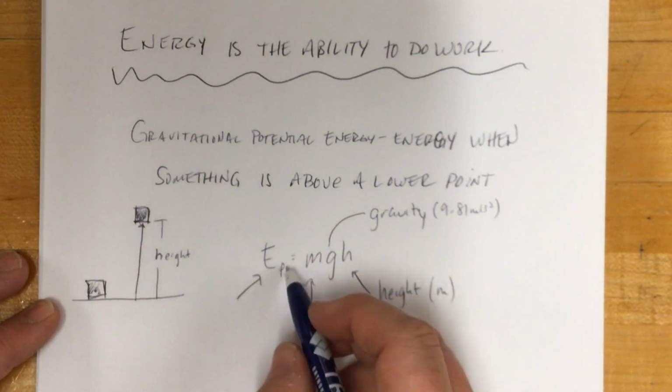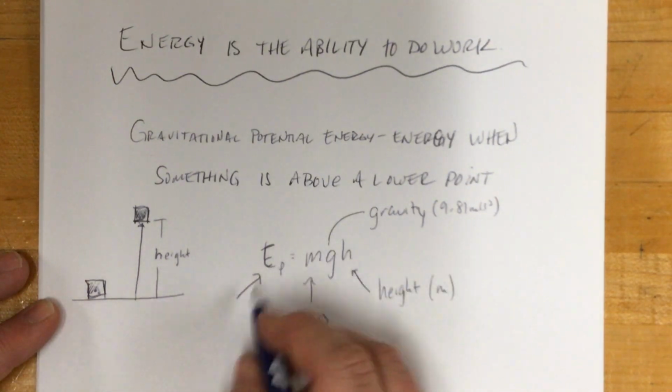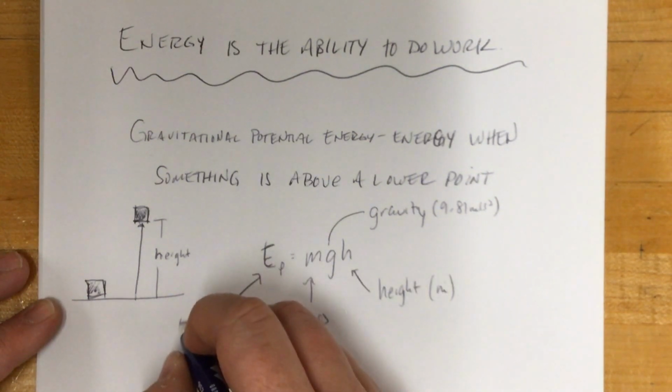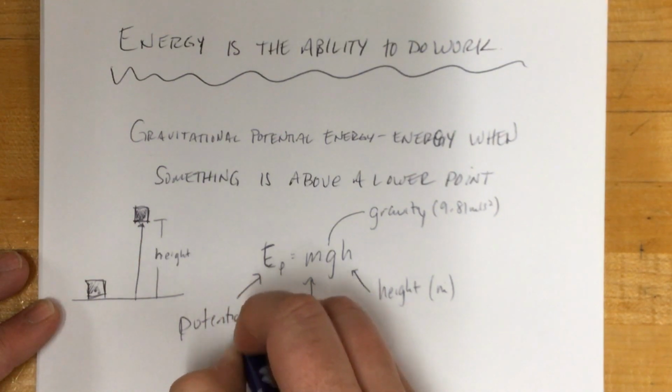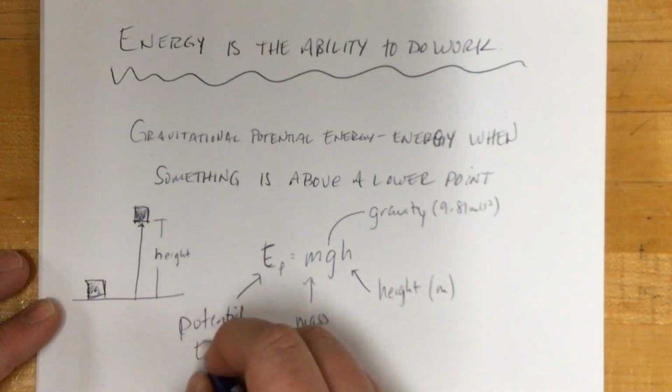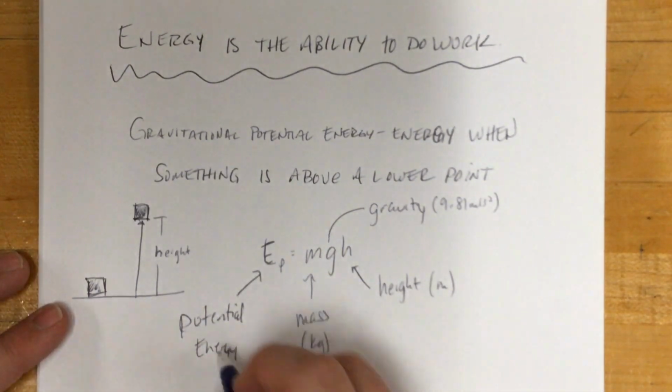This is our potential energy. The biggest thing to know is that it is energy. That's why it's listed as an E. And then we have potential energy, and that's where the P comes in. And energy is always going to be measured in joules.